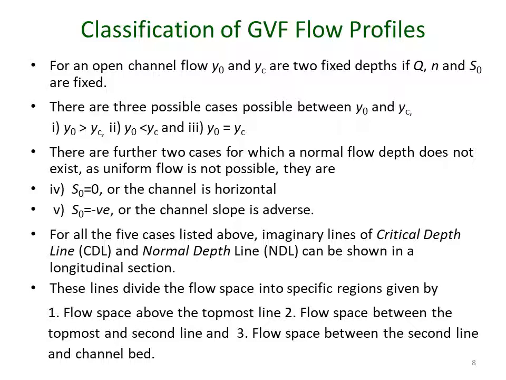Case number 1, Y0 is greater than YC, or the normal flow depth is greater than the critical flow depth. Case number 2 is Y0 is less than YC, or the normal flow depth is less than the critical flow depth. And case number 3 is Y0 equals YC, where the normal flow depth equals the critical flow depth. There are even two further cases possible for which the normal flow depth doesn't exist, because uniform flow is not possible for those cases.